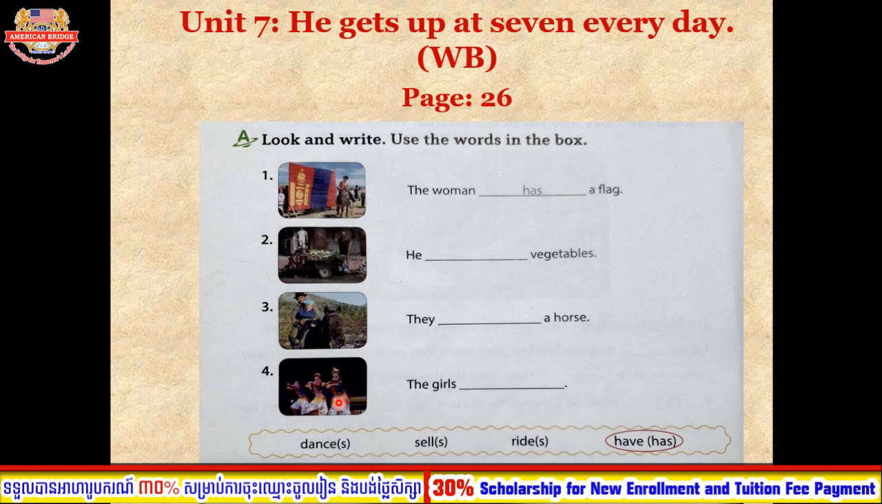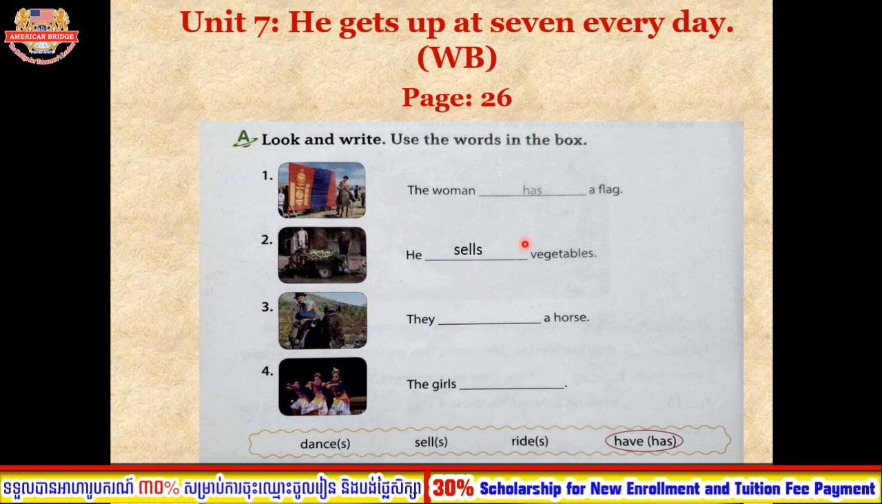Number two, based on the picture: he sells. Correct. He sells, right? Do we add s? Correct, we need to add s, because "he" here refers to the third person singular, or we can say the subject in group 2. So that's why we need to add s. He sells which table?